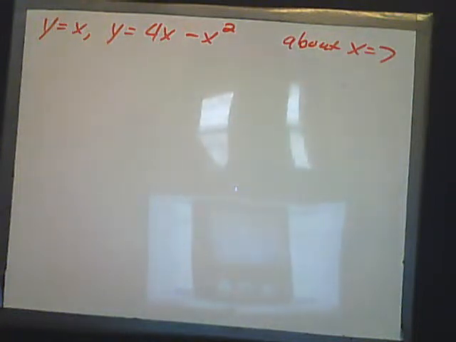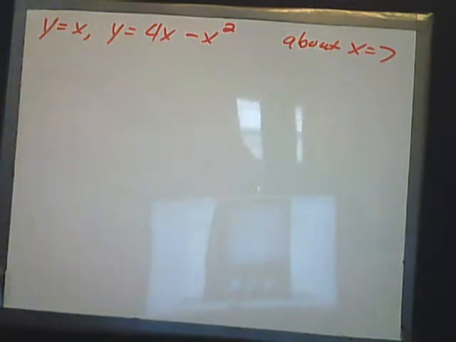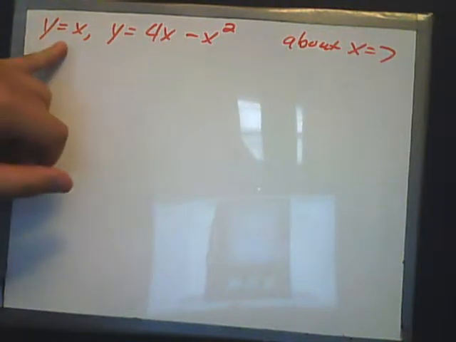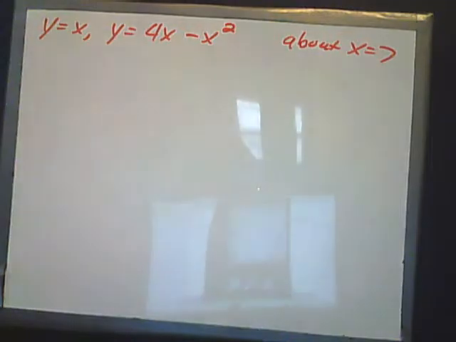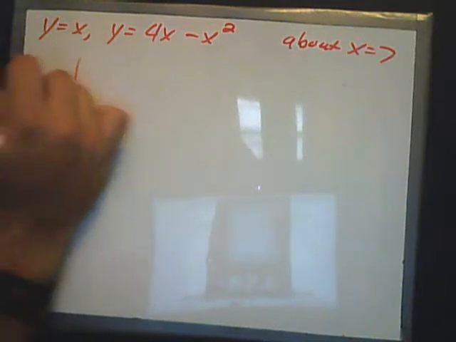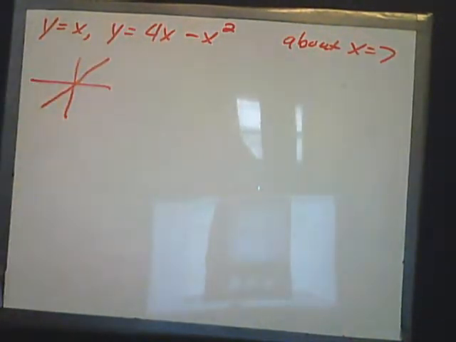Alright, our fourth and final problem of the day is going to be another shell problem, but it is a little bit trickier. So we've got the lines y equals x and y equals 4x minus x squared about the line x equals 7. So first of all, we need to graph it, like always. So we can graph y equals x, that's pretty simple. It's just a line. 45-degree line.